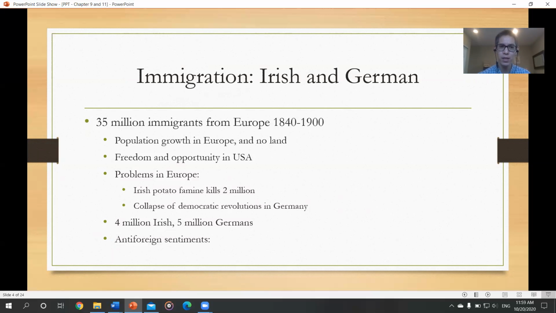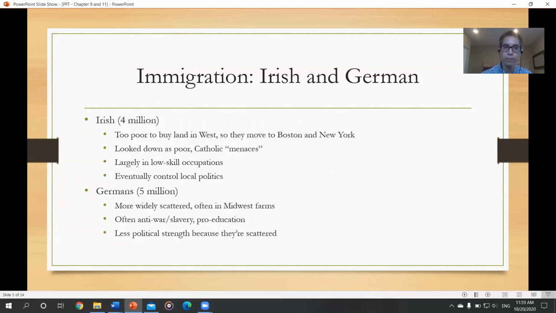There were also problems in Europe. In Ireland, the potato famine killed 2 million people. They'd become too reliant on potatoes. A potato virus wiped out their whole livelihood essentially. So they fled to the Americas. And then in Germany, there were some attempts at revolution, 1830, 1848. That failed, so lots of people are fleeing that. But then there's also the prospect of freedom and opportunity in the US and access to land as well.